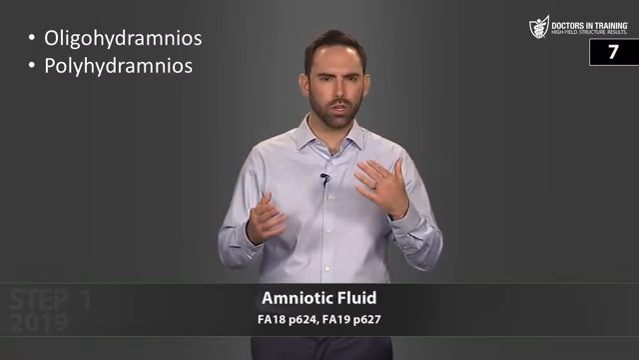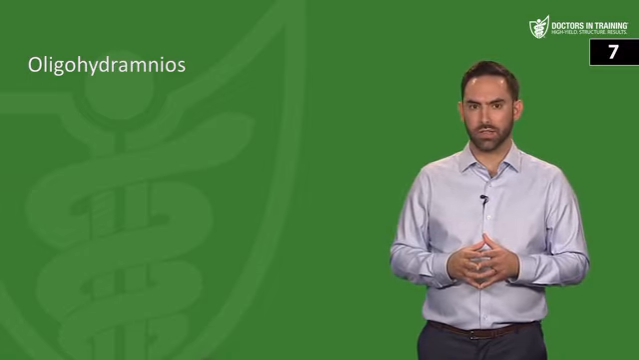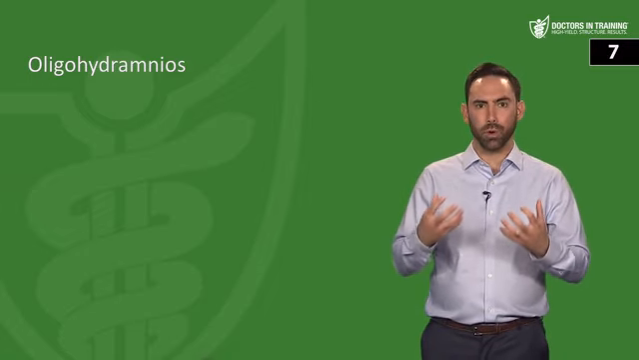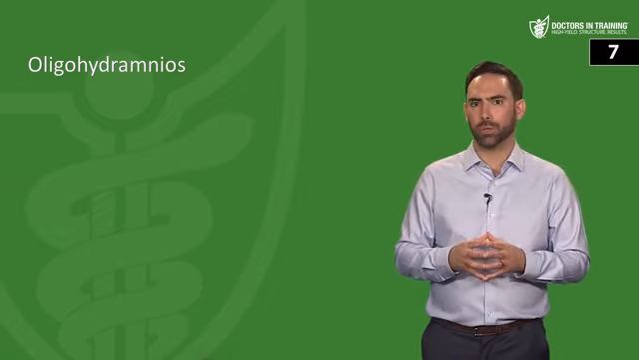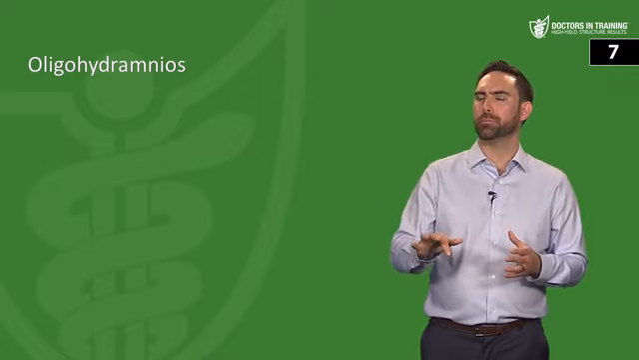I wouldn't worry too much about the cutoffs or what qualifies as oligo or poly, but you need to know some of the causes of these. So, what are some of the causes of oligohydramnios? Well, in the second half of pregnancy, fetal urine becomes the most important source of amniotic fluid. So you want to think of things that decrease fetal urine output.